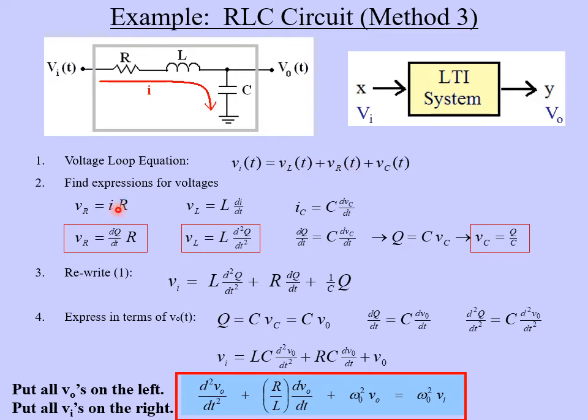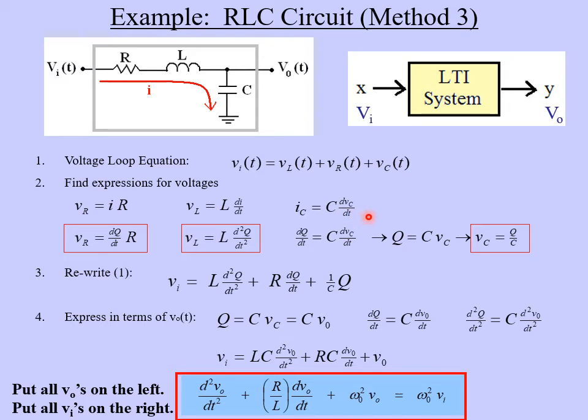We find the voltage expressions. For VR, that's Ohm's law, V equals IR. For the inductor, V equals L times di dt, and the current through the capacitor is C times the derivative of the voltage across the capacitor.